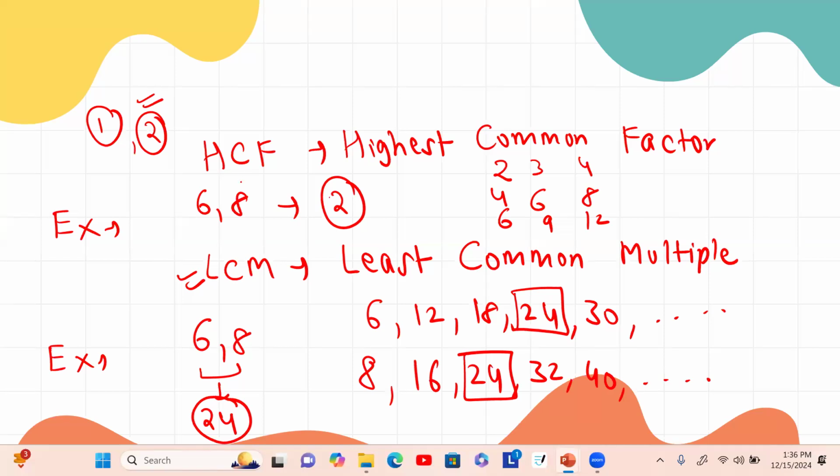In HCF, questions will be like, suppose you have to find the largest scale which can measure all the given weights.